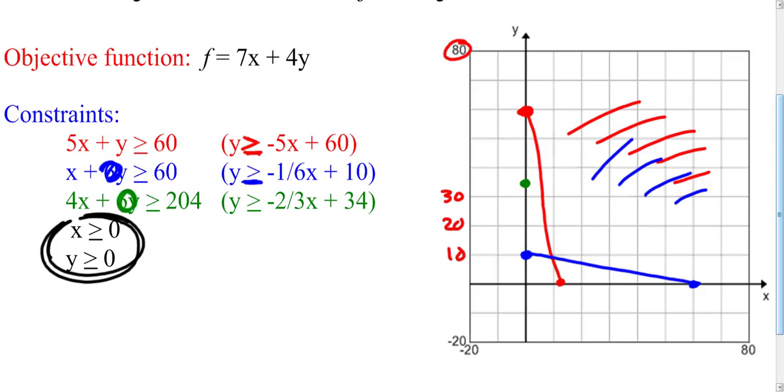So 51, let's see, 10, 20, 30, 40, 51 would be right about there. Again, it's underlined, so I'll connect that with a solid line. And I would also need a shade above that. Okay? So now, the actual solution is any place where you see all three colors.